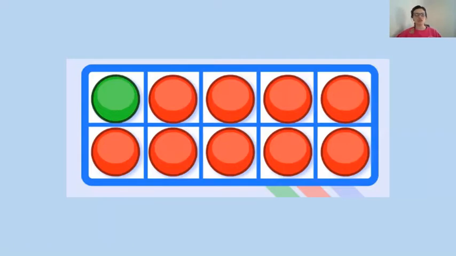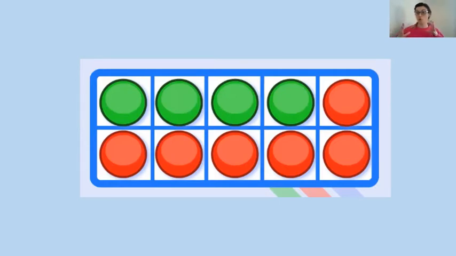Straight away, hopefully you can work out how many green counters there are. Well done. It's just one, isn't it? One green counter. So how many red counters are there? Let's have a count. Ready? 1, 2, 3, 4, 5, 6, 7, 8, 9. There are 9 red counters. So there are definitely more red counters because 9 is bigger than 1. Let's try another one.